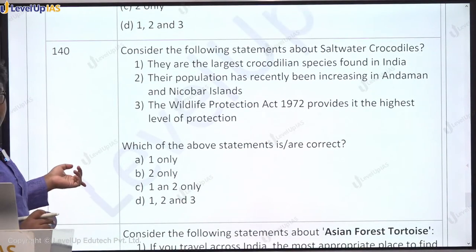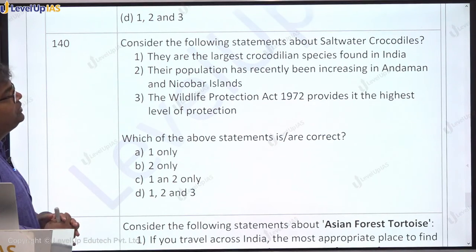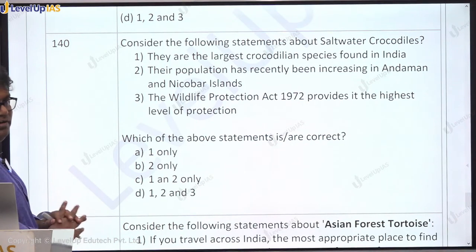Salt water crocodiles ke baare mein. Consider these statements. They are the largest crocodilian species found in India. In the world. They are the largest reptiles in the world. Yes. Saltwater crocodile was the largest reptile in the world. Largest crocodile, largest reptile. Isse bada kaun sa reptile hai? Koi nahi hai. Saltwater crocodile is the largest reptile, largest crocodile in India, in world, everywhere.